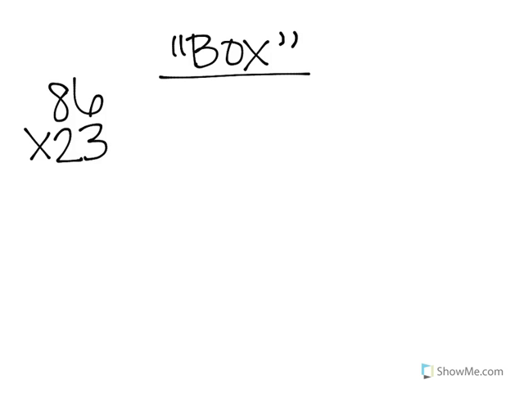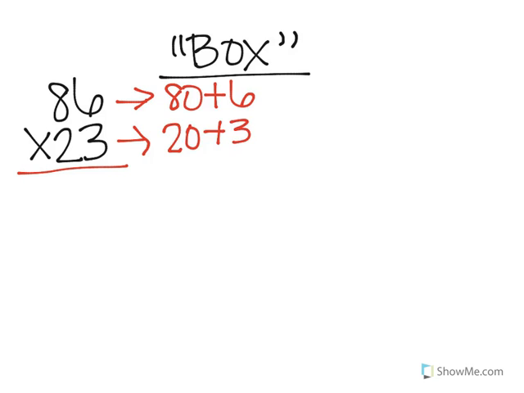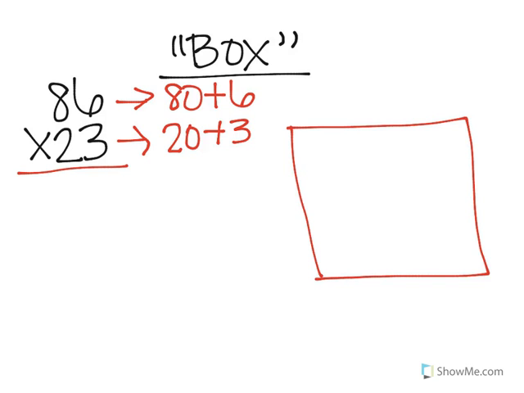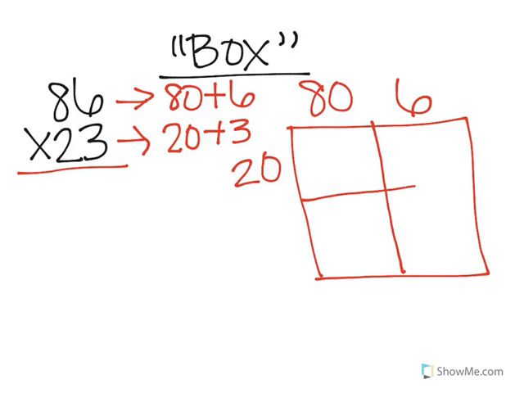Now let's do these same problems using the box method. So 86 times 23, expand it out first. 86 becomes 80 plus 6. 23 becomes 20 plus 3. Now I'm going to make my box. 86 goes on the top, so I have 80 and then 6. 23 goes on the side, so I have 20 and then 3.